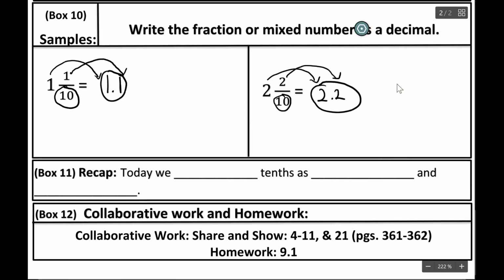Today we recorded tenths as fractions and decimals. As much as I wanted to get into hundredths, I didn't quite do it. But anyways, when we move into tomorrow's lesson, you'll see that it's a pretty simple lesson.